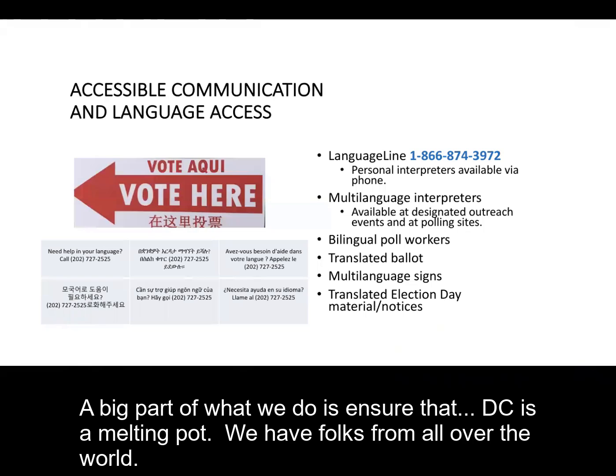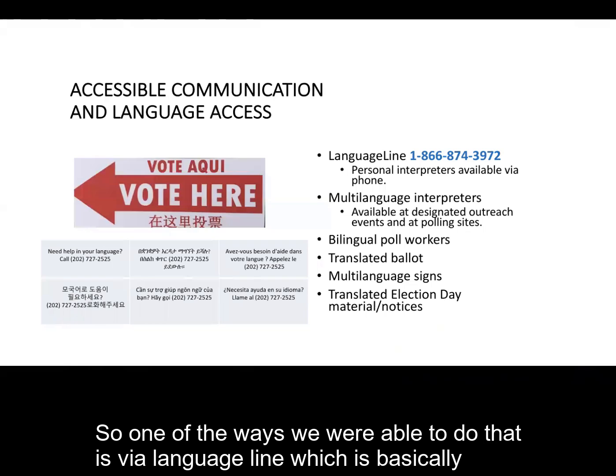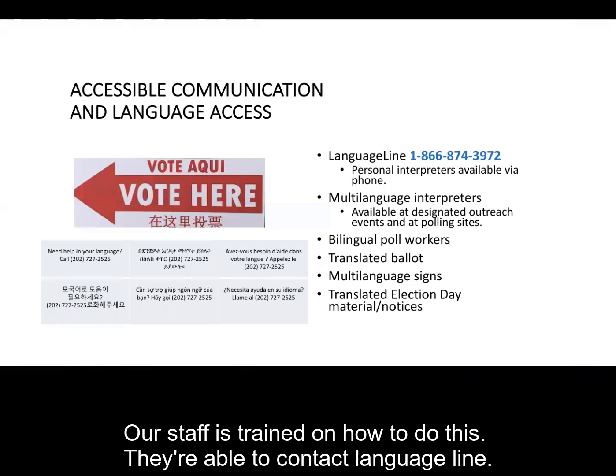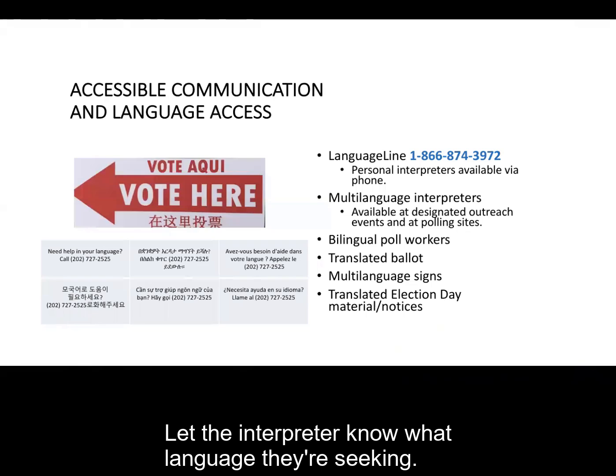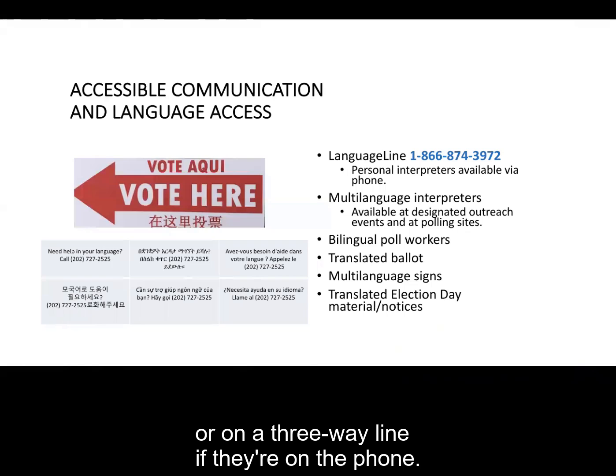A big part of what we do is ensure that DC is a melting pot. So we have folks here from all over the world. And so we place a lot of emphasis on ensuring that we can communicate with everyone in the city. So one of the ways we're able to do that is via Language Line, which is basically personal interpreters that are available via phone. Our staff is trained on how to do this. They're able to contact Language Line, let the interpreter know what language they're seeking, get someone on the phone and communicate with our voter if they're here in person, or on a 3-way line if they're on the phone.